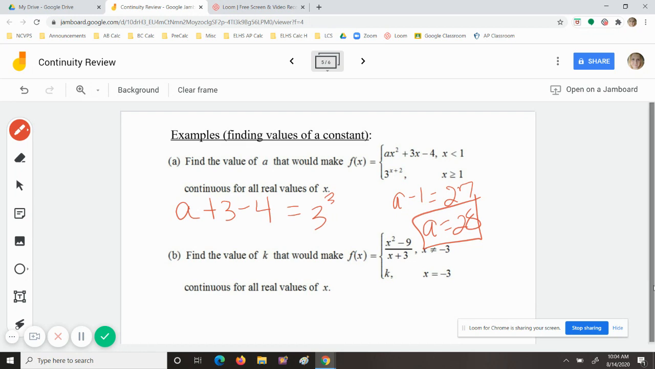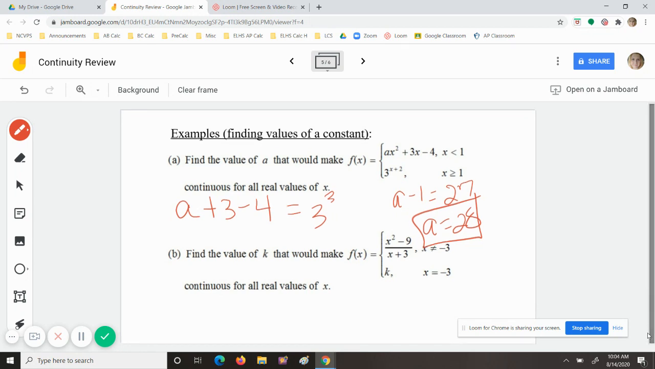Okay, take a look at the second one here. Find the value of k that would make this function continuous for all real values of x. Okay, so we can tell we have a problem at -3. Look at that function on the top. This f of x is equal to this rational function as long as x is not equal to -3. And when x is equal to -3, we have a value of k. But we've got to figure out what that value of k is.